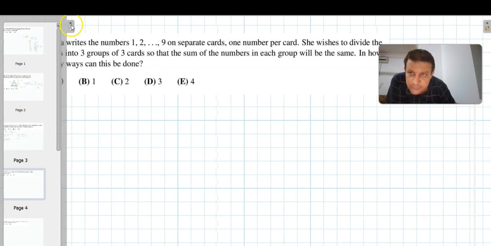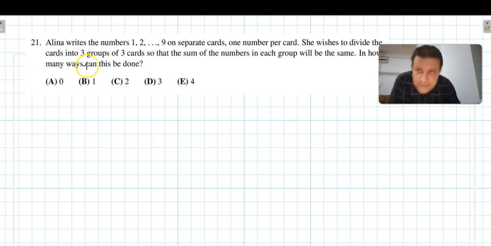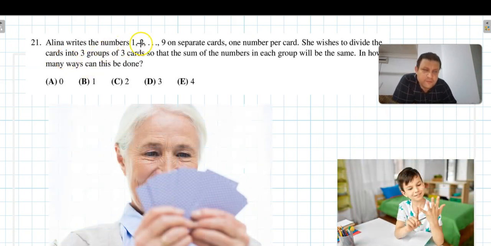Question 21. Alina writes the numbers 1, 2, 3, 4, and so on until 9 on separate cards, one number per card. She wishes to divide the cards into 3 groups of 3 cards, so that the sum of the numbers in each group will be the same. In how many ways can this be done?